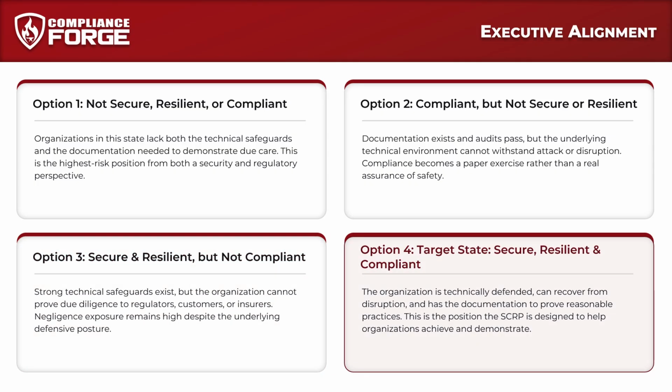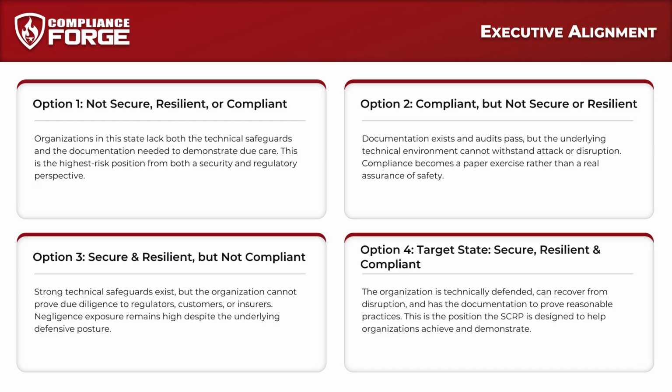And option 4, the target state. Secure, resilient, and compliant. The organization is technically defended, can recover from disruption, and has the documentation to prove reasonable practices. This is the position the SCRP is designed to help organizations achieve and demonstrate.